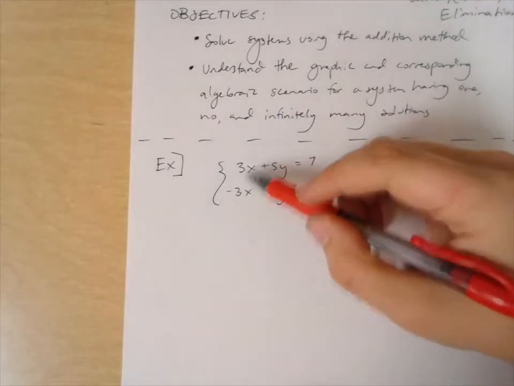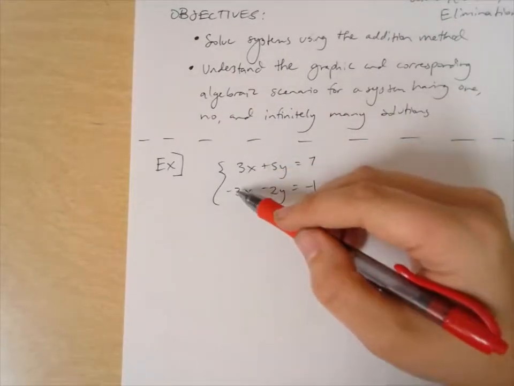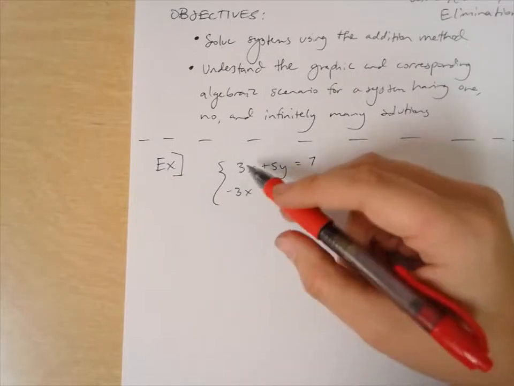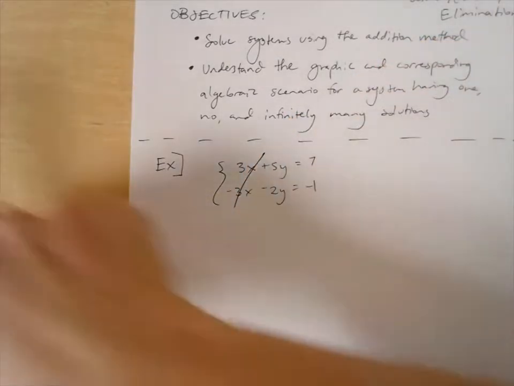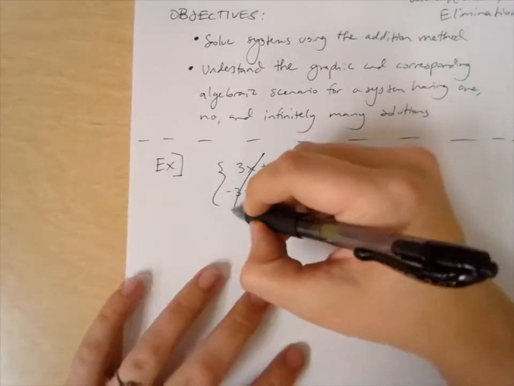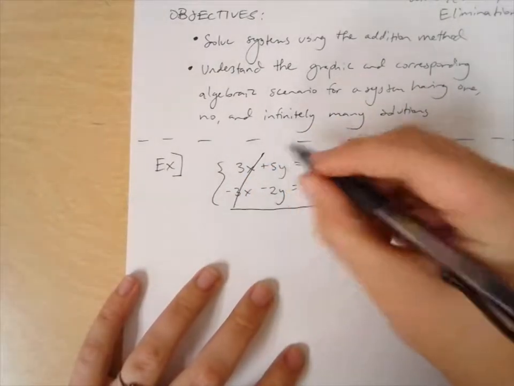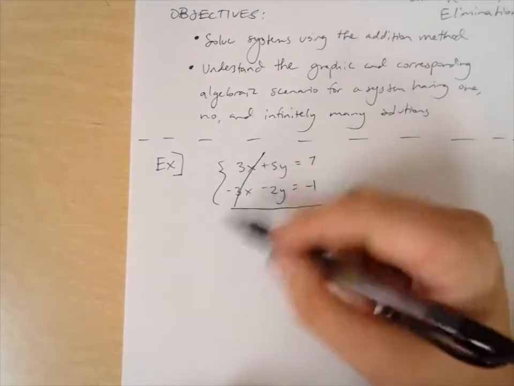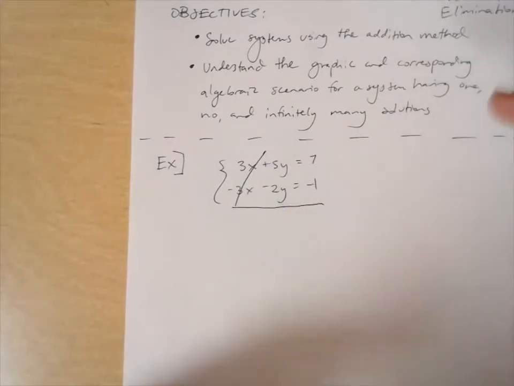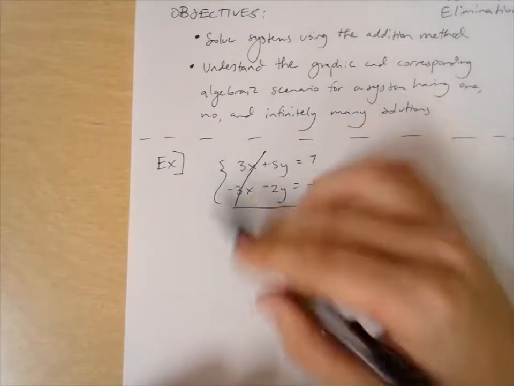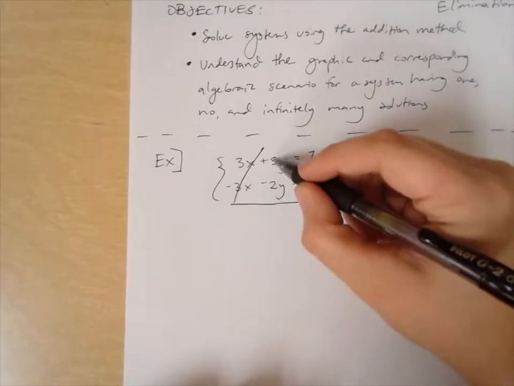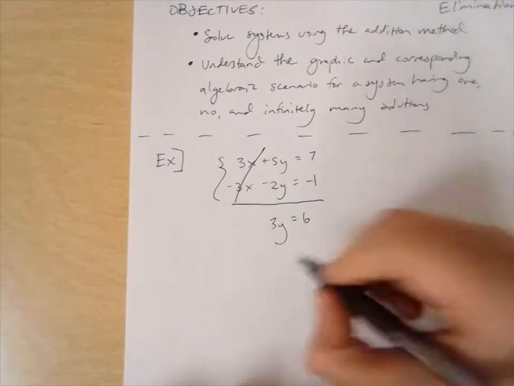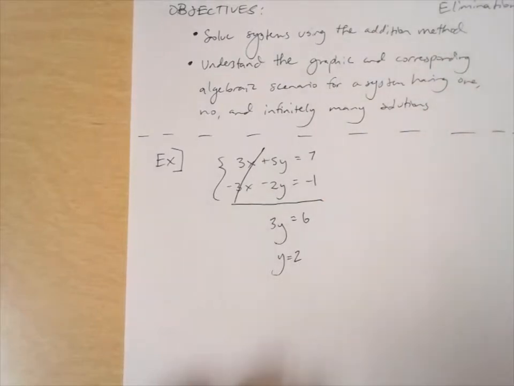If you take a look at our coefficients in front of x, they're the same number, but they're opposite signs. This one's positive, this one's negative. So if I were to combine them together, what I end up getting is a 0. 3 minus 3 would just be 0 here, so I'd essentially eliminate, that's why this method's also called elimination, I'd eliminate my x's. And then if I do 5 minus 2, I get 3y, and if I get 7 minus 1, I get 6. So I get that y equals 2.